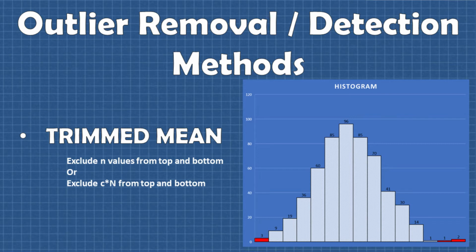It's very important to note that this method could very easily remove non-outlier values. It works by taking a certain number of values or a certain percent of the total count and removes them from the mean equation. In this example, the top 3 and bottom 3 values are being removed. This method does not work well for small data sets, but it does work well on skewed or fat-tailed distributions.